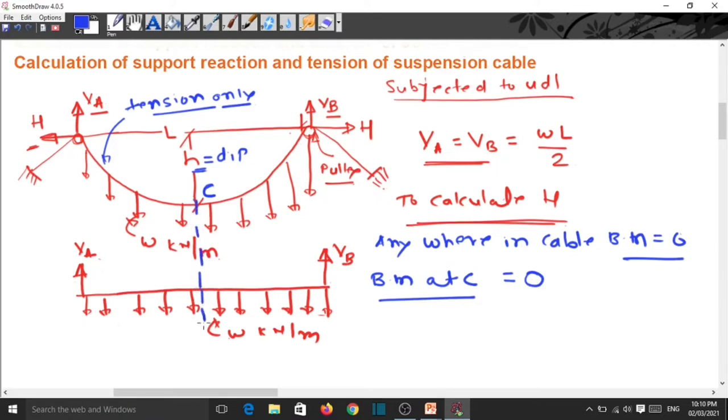So we know that it is the beam moment minus the H moment, because this H creates the hogging bending moment, that is why there is a minus. So first, the beam moment is what? This VA.